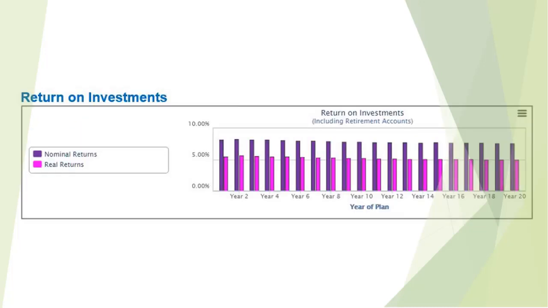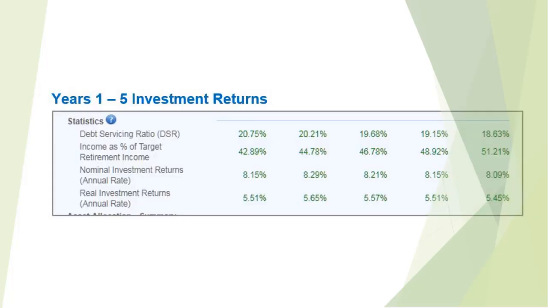The program calculates both the nominal and real returns of all investments and retirement accounts. The real return is the nominal return discounted for an inflation rate of 2.5%. This is the value you should pay most attention to. Sometimes it is called the after-inflation return.